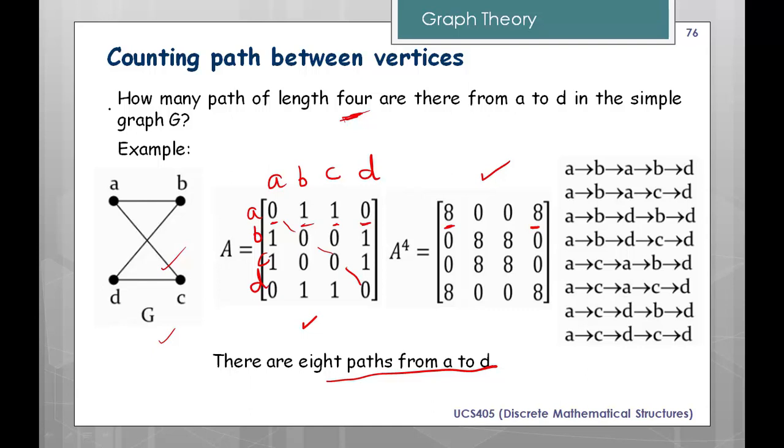Now what are those 8 paths? These are the list of paths. See it here. A to B, B to A, A to B, then to D. This is the first path. A to B, B to A, A to C, C to D. This is the next path, and so on. There are 8 paths. In this way we can calculate the counting of paths between different vertices.